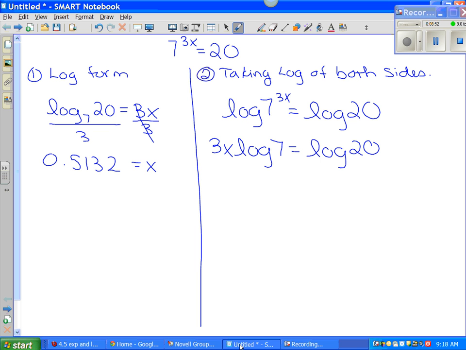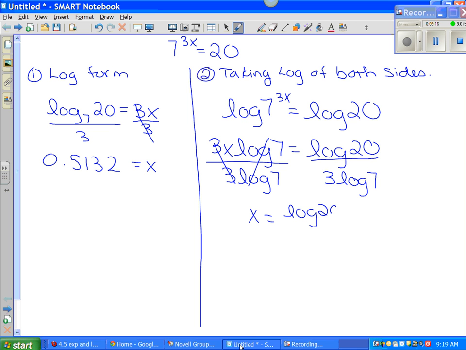What am I solving for? What's in the way? The 3 and log of 7. So I want to get rid of them. How? Divide. So we're going to divide both sides by 3 log 7. Because it's multiplication, so it doesn't matter the order, right? Okay, so to get that value, same thing, yep, log of 20 divided by 3 log of 7.